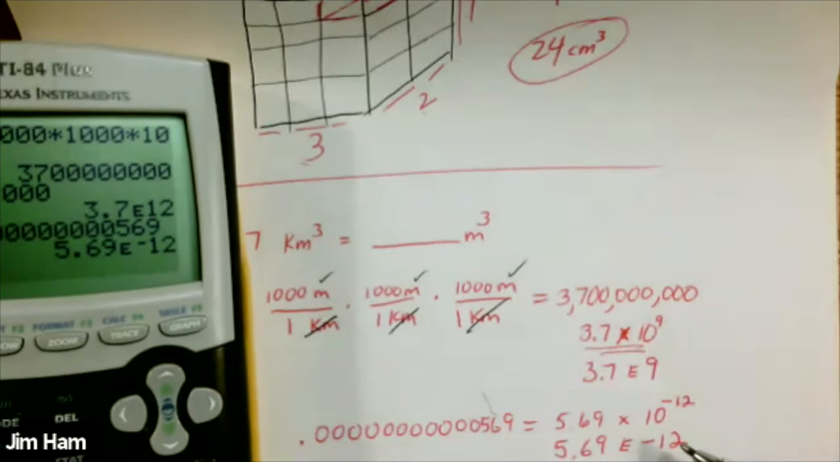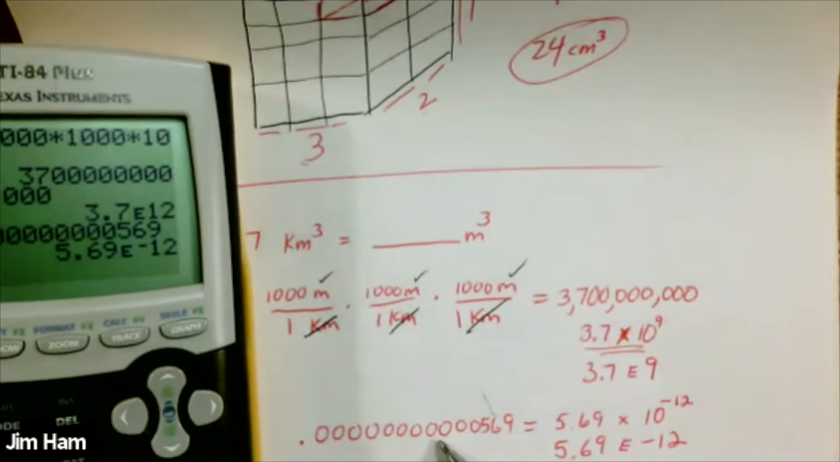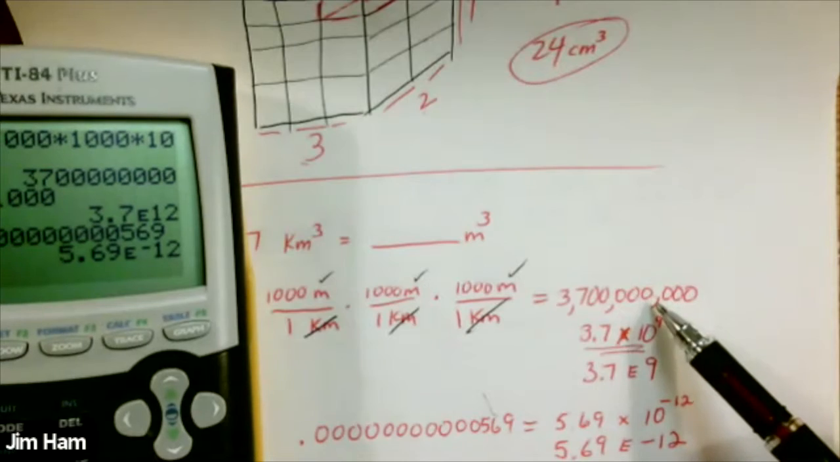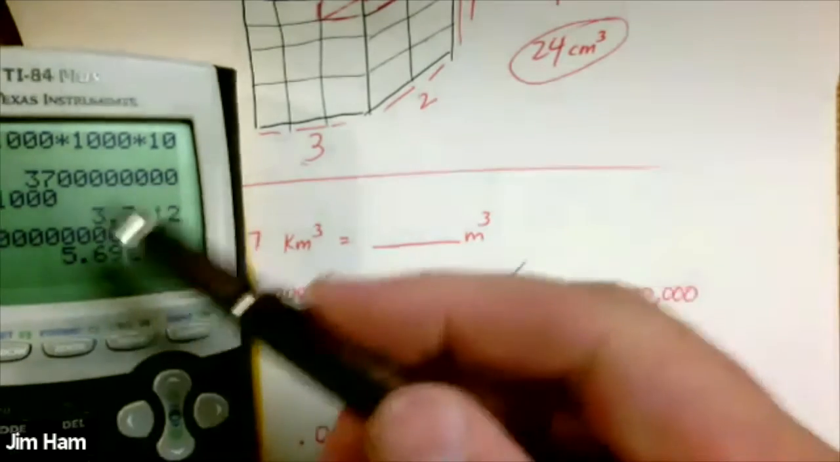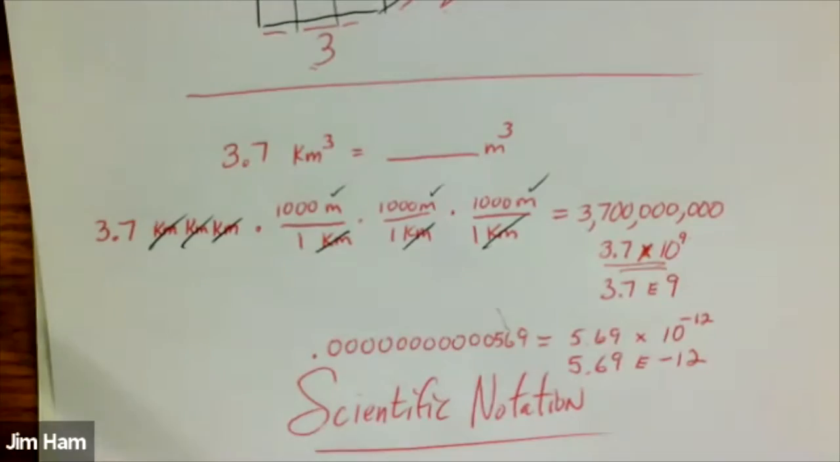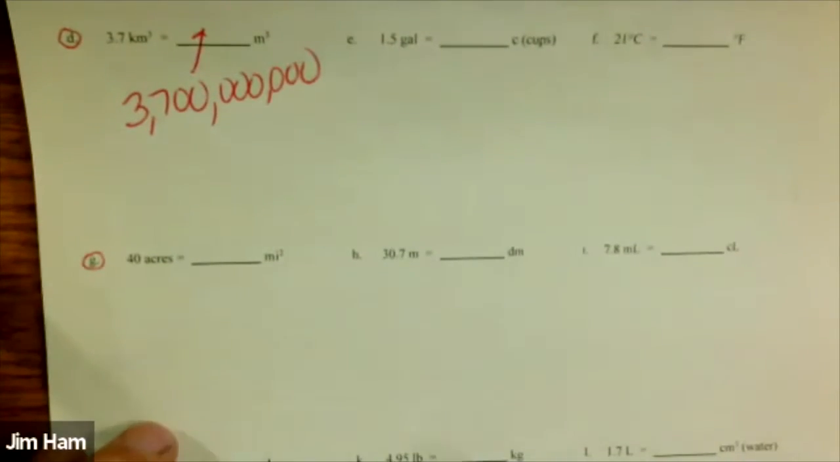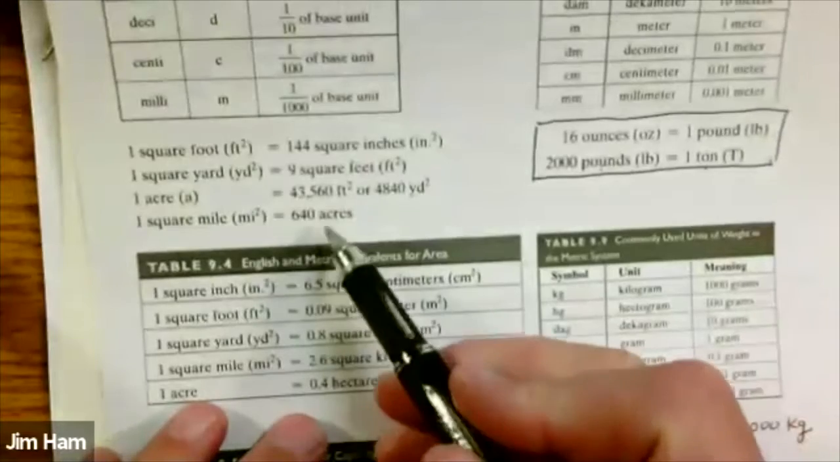So we use scientific notation to represent very, very small numbers like this one and very, very large numbers like this one, because you can see it just won't fit on the calculator screen. Okay, there's one more that I want to do before we send you off into the groups. And this is one on acres.